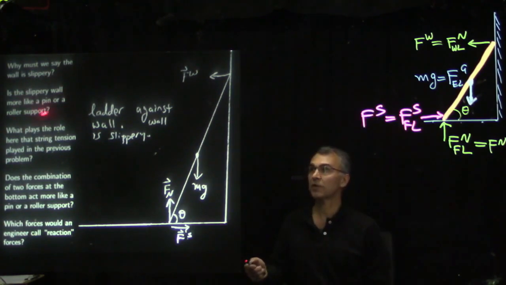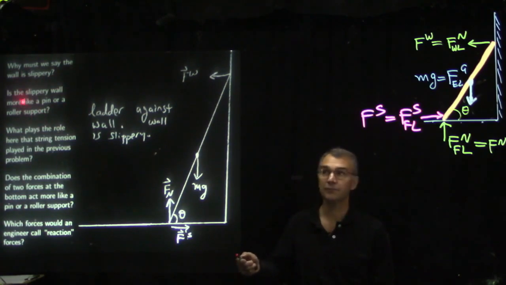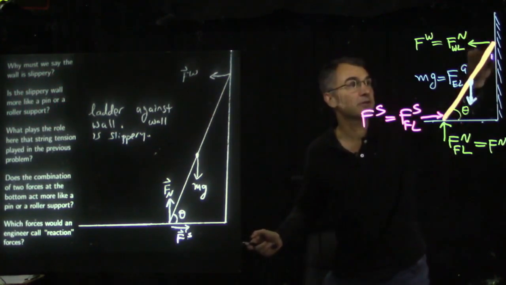Is the slippery wall more like a pin or roller support? So we haven't really talked about that in detail yet. We will soon. But if you remember from the arch problem, the hinge at the top of the arch was a pin or a hinge. It could exert forces in two different directions, whereas the skateboards underneath the arch could exert only forces normal to the surface on which the skateboards roll. In other words, only forces normal to the floor. So the slippery wall is actually just like a roller support. So if Professor Farley were going to draw this ladder problem, he would probably draw a little roller skate here.